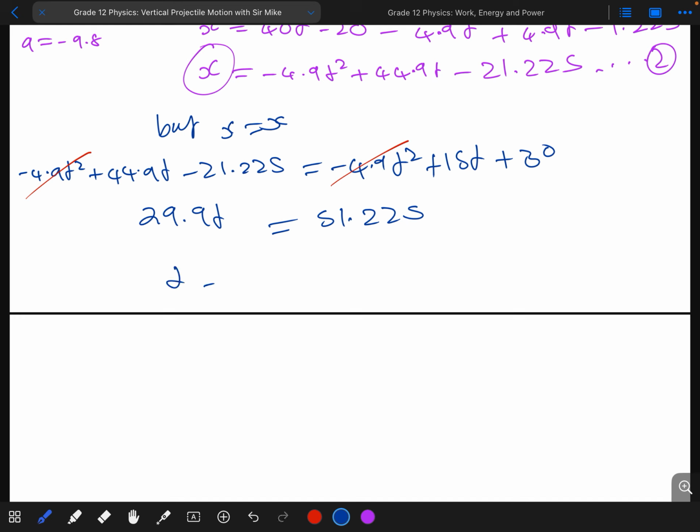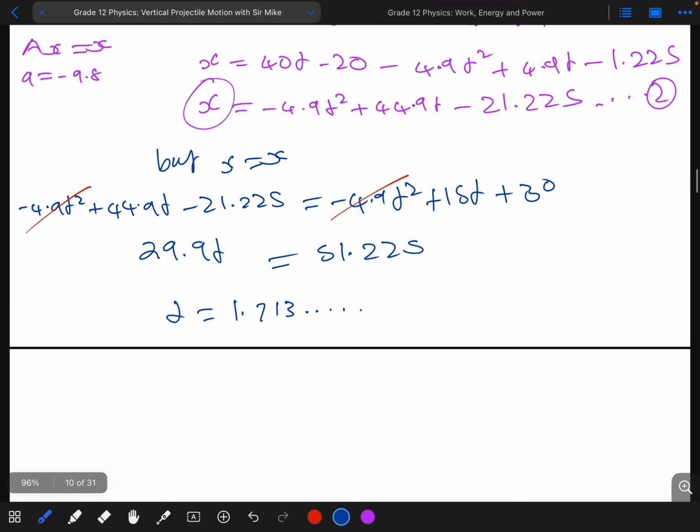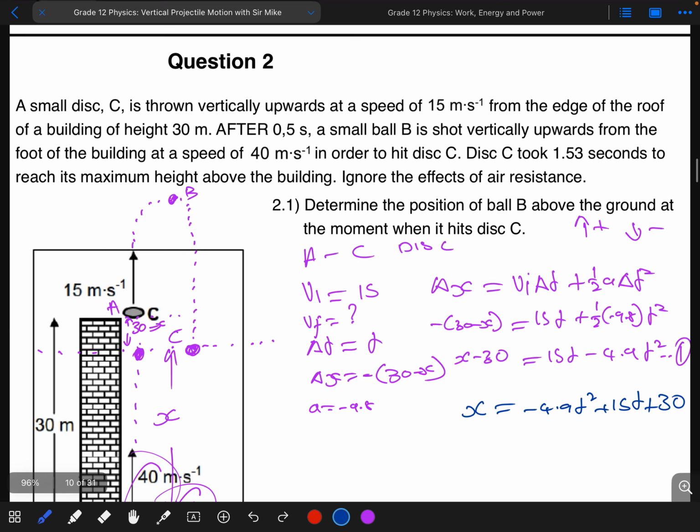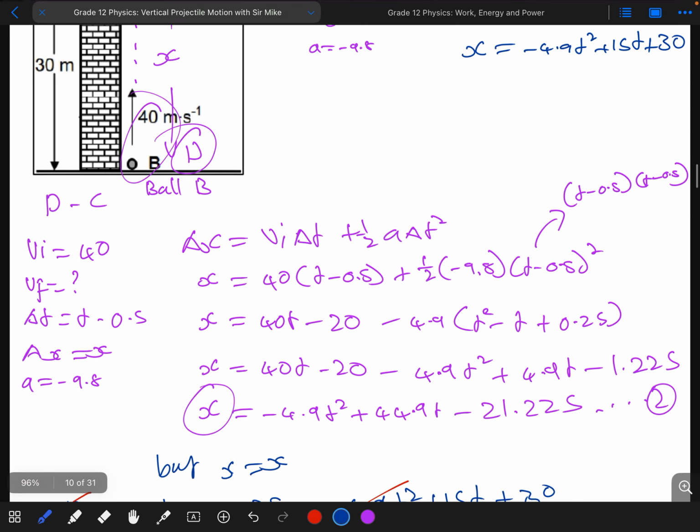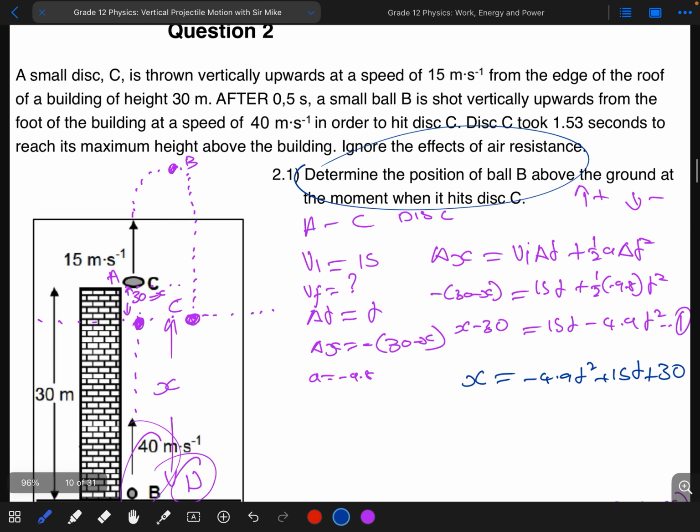So my t would simply be now, if I divide that, 1.713 and so on and so forth. And remember that I can't round that off early. Why? Because what I'm simply trying to calculate there is the position of ball B, which is x, above the ground, right?